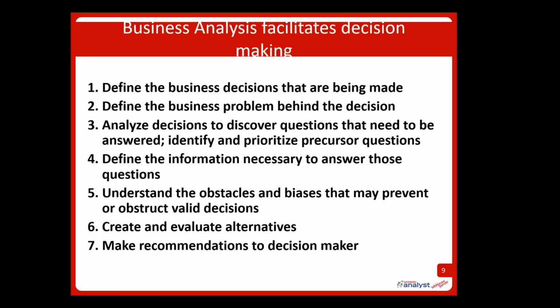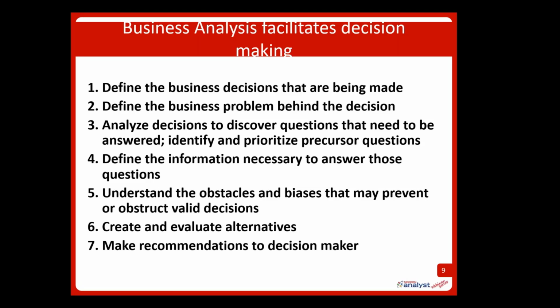Then we're going to analyze those decisions to find out what questions we need to have answered in order to make that decision. What information do we need? And we'll define that information. Then we're going to go out and get that information and provide that to the decision makers, facilitating, helping them out. We're going to recognize the obstacles and biases, and we're going to talk about those here shortly so that you can see them and recognize them for yourself.